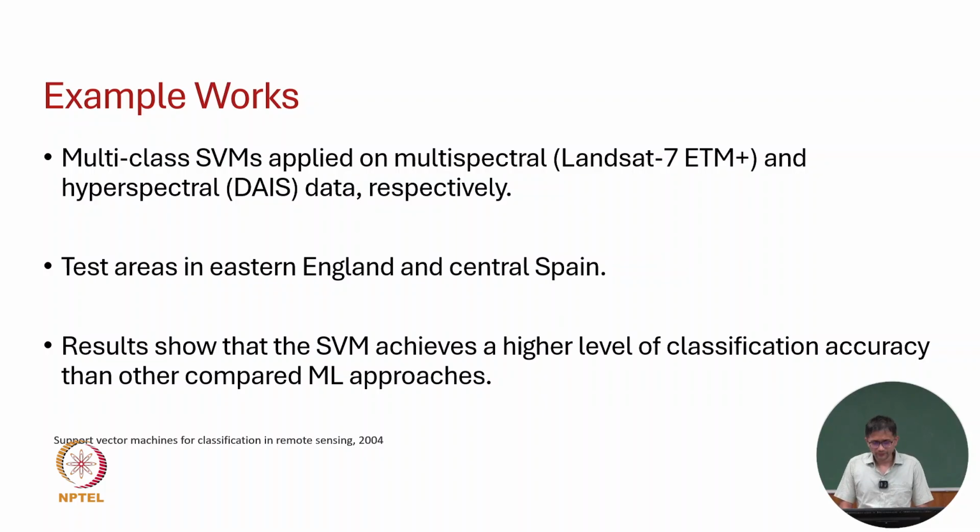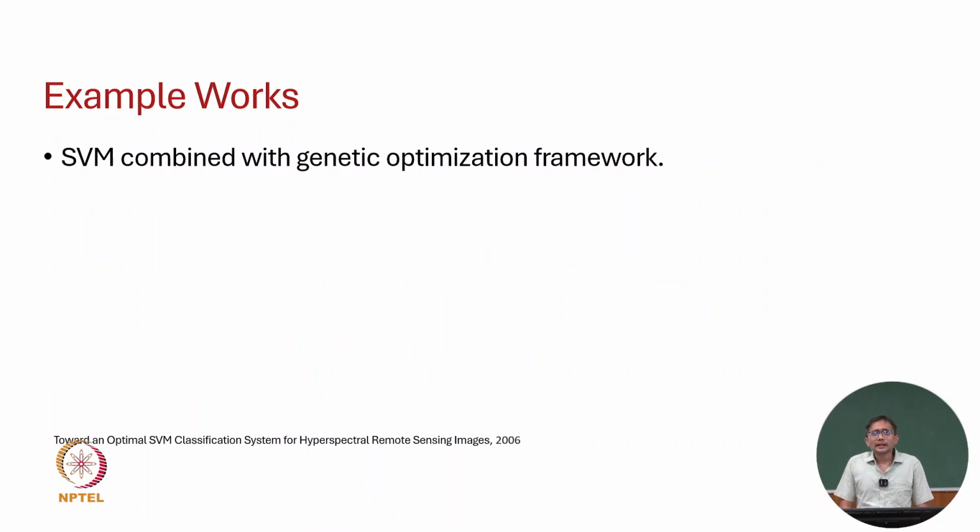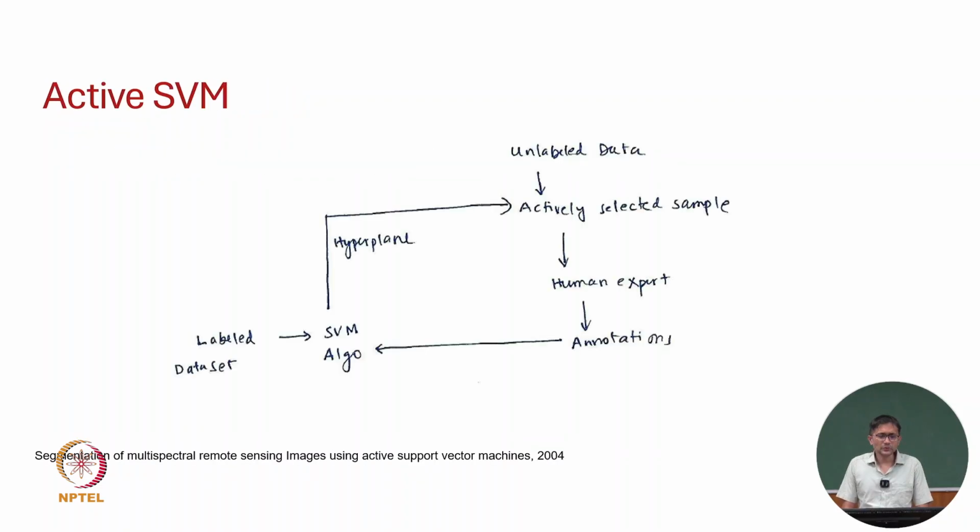So there were many other variations. This is another particular example from 2006 where SVM was combined with a genetic optimization framework. Yet another interesting example from 2004, in the context of multispectral remote sensing image segmentation, proposed active SVM.